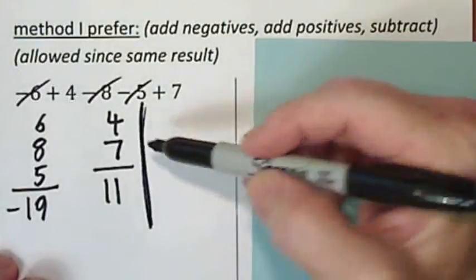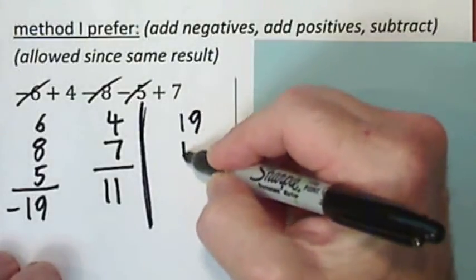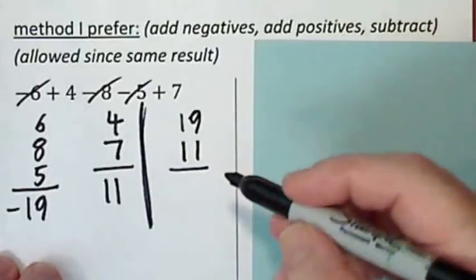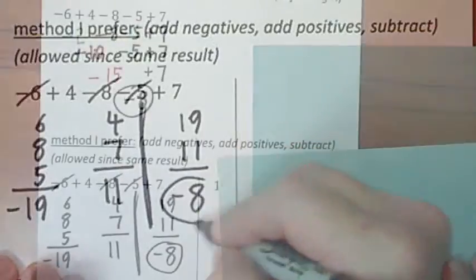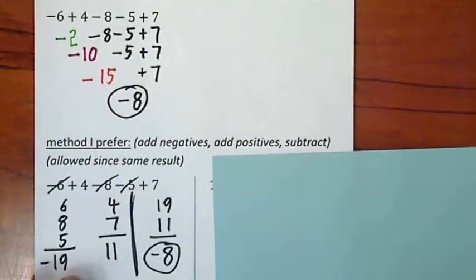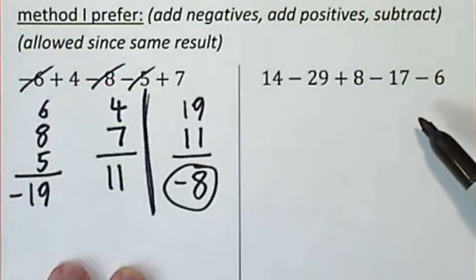On my answer key, you'll see I just scratch a line there. I have the larger on top, and the result is negative 8. As you can see, we get the same result. So this is how I will solve them. If you want to try this one, go ahead and hit pause. I'm going to solve it now.